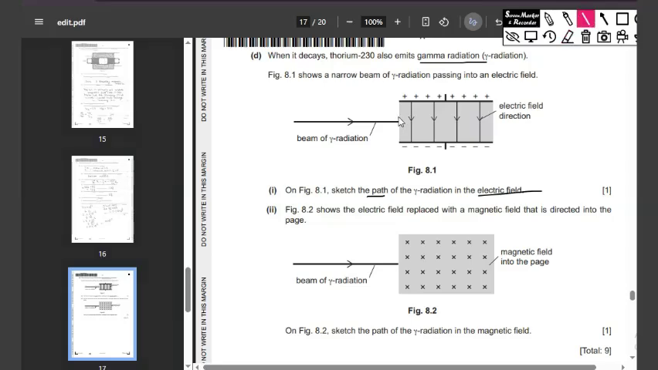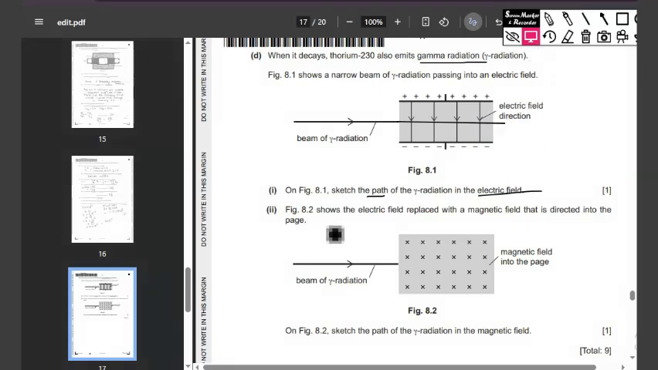And one thing to note is that gamma radiation has no charge, so therefore the beam of gamma radiation will not be deflected at all. It will just go through a straight line like this. And that is the answer.